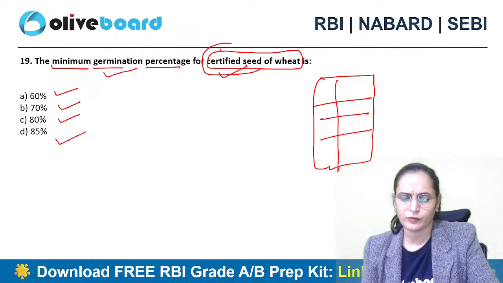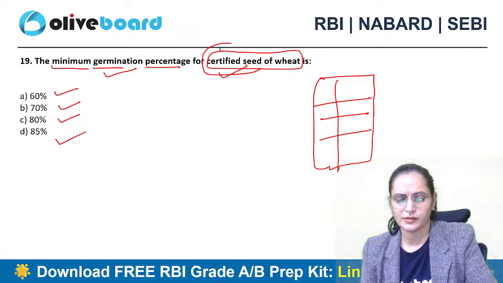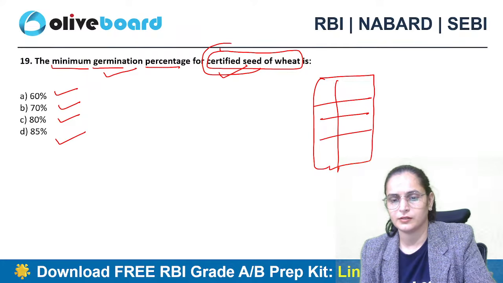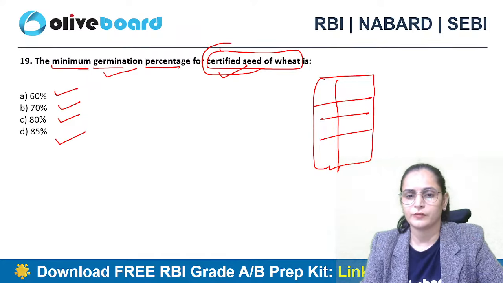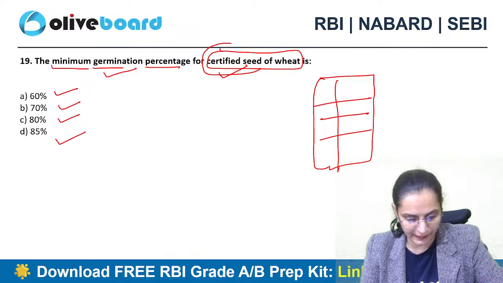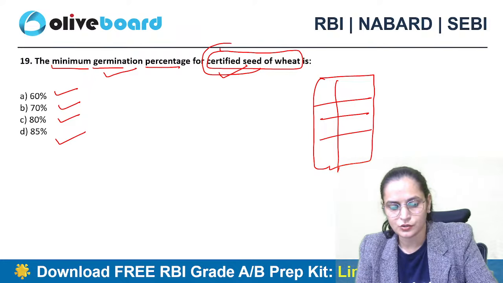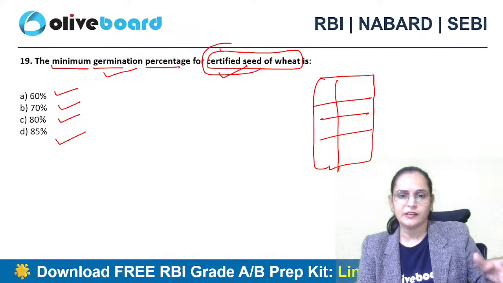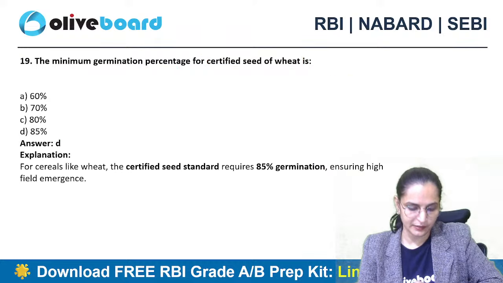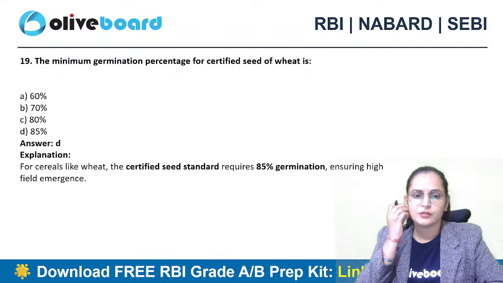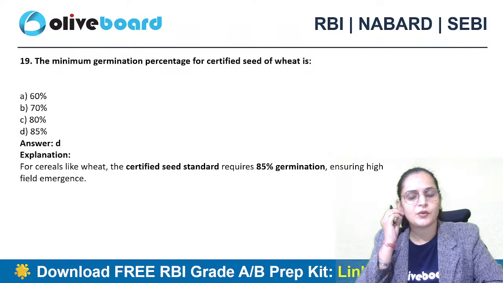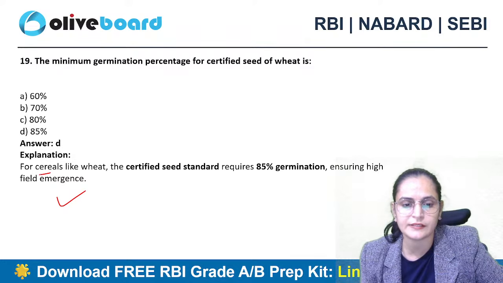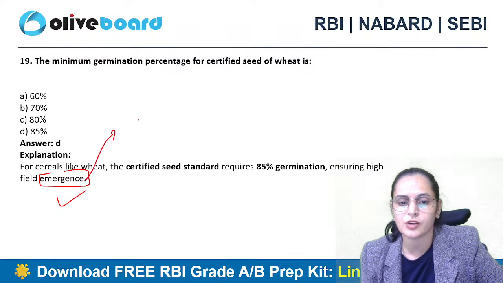Although in one of the YouTube sessions also, I think we had discussed this. I am not aware of the session number, but you can take the help of the session, right? The right answer will be 85%. Yeah, it is 85%. Okay, I am mentioning 80%, like it can be of any range, but the right answer for the question is 85. For cereals like wheat, the certified seed standard requires 85% germination, ensuring high field emergence. Like most of the seeds that you are sowing, they will emerge.